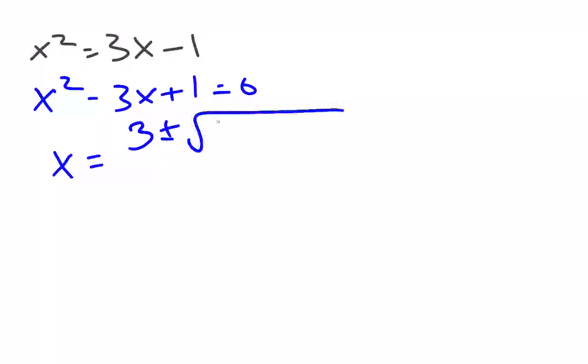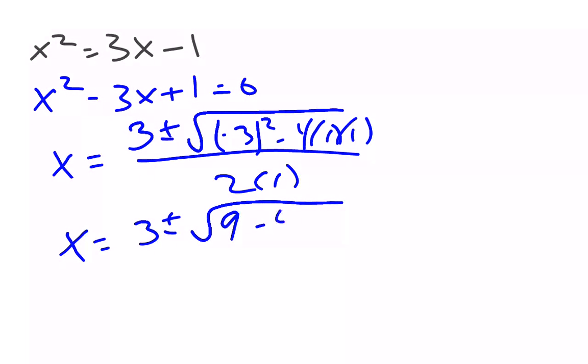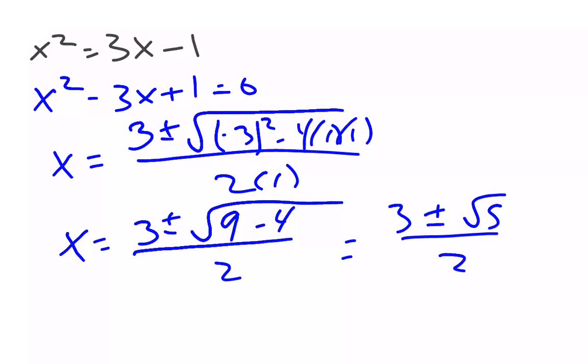square root b squared minus 4ac all over 2a. So x equals positive 3 plus or minus the square root. Negative 3 squared is positive 9 minus 4 times 1 times 1 is 4, all over 2, is going to simplify to 3 plus or minus the square root of 5 over 2.